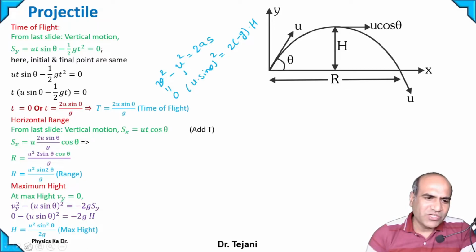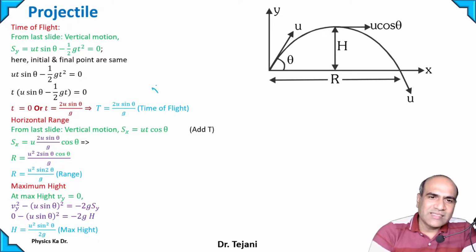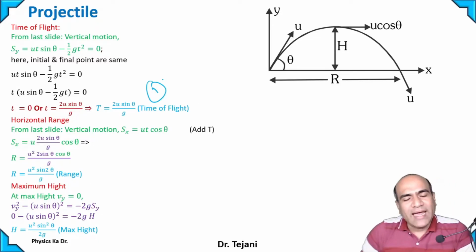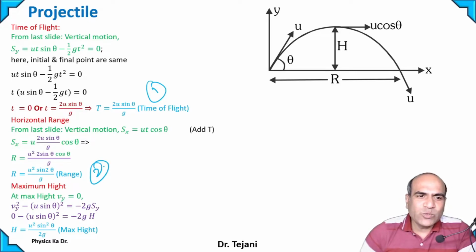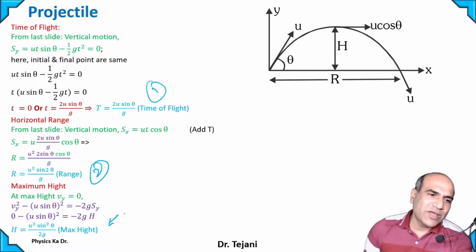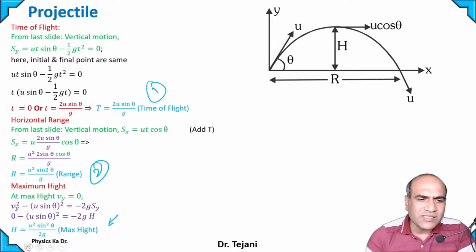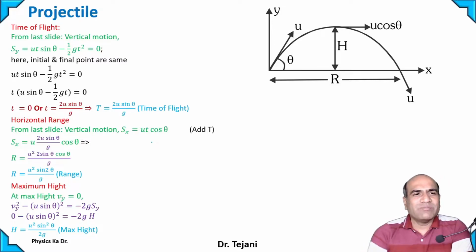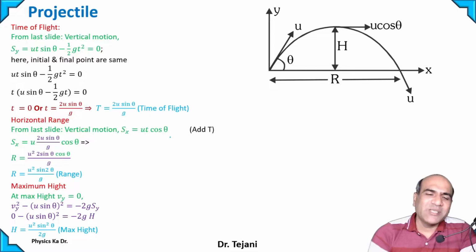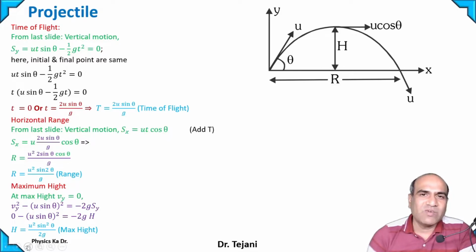So these three equations you need to remember. This is equation number 1: T is equal to 2u sin theta by g. Equation number 2, range: u square sine 2 theta by g. And this is height: u square sine square theta by 2g. You can solve all of these examples using the equations of motion 1, 2, 3, but the process consumes time. So I simply suggest you remember these three equations. Otherwise, the process I already explained. The concepts must be very clear for you.